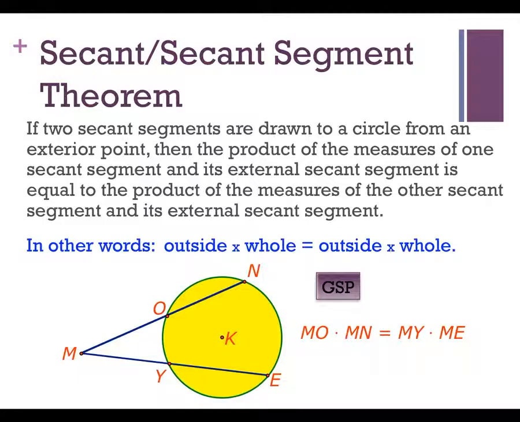Okay, so what happens, there's another theorem coming up on the next slide, but let's talk about where that comes from. What happens if I start to slide N counterclockwise? Go ahead. The chord gets smaller and the external segment gets longer.